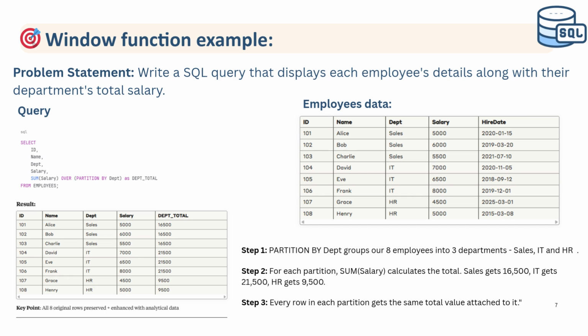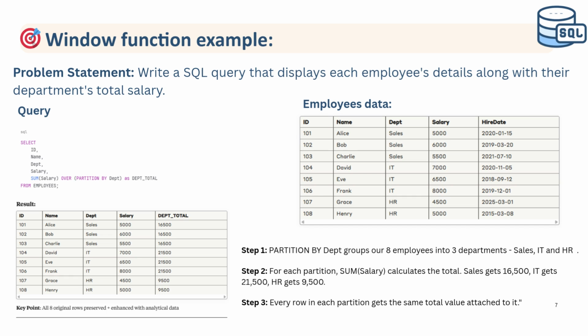Looking at our result, Alice, Bob, Charlie, all Sales employees get 16,500 as their department total. David, Eve, Frank, all IT employees get 21,500 as their department total. Grace, Henry, both HR employees get 9,500 as their department total.